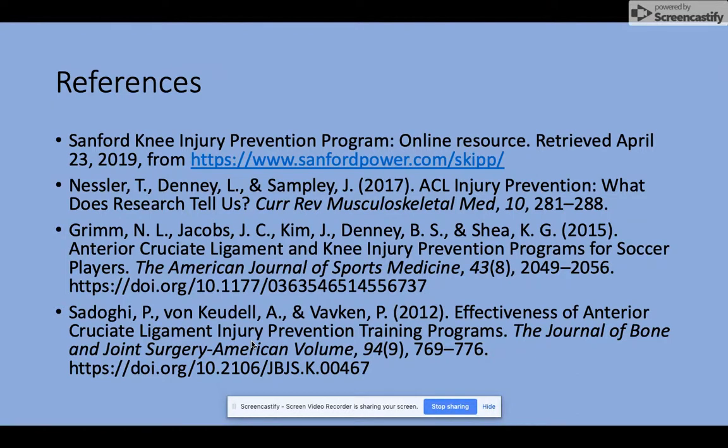Nestler et al. 2017 state that programs which include strength training were among the most effective at decreasing ACL injury rates, whereas strength training on its own is not necessarily successful in preventing injury. However, studies have been conducted which show that programs have been effective in decreasing ACL injuries without the inclusion of strength training. Recent studies conducted by Sadoghi et al. 2012 and Grimm et al. 2015 found that there was a significant reduction in ACL injuries in those that have followed a prevention training program.